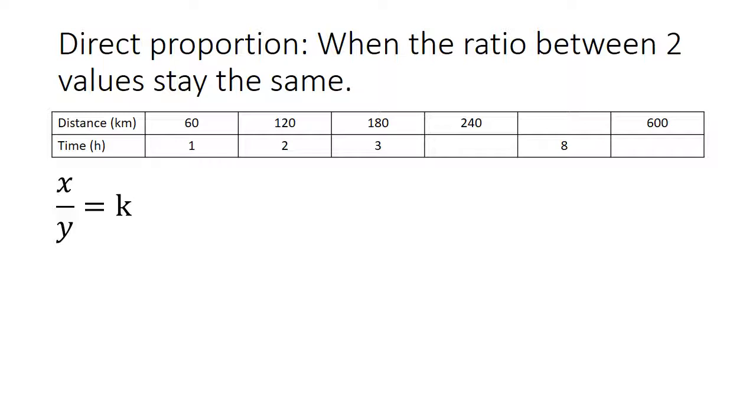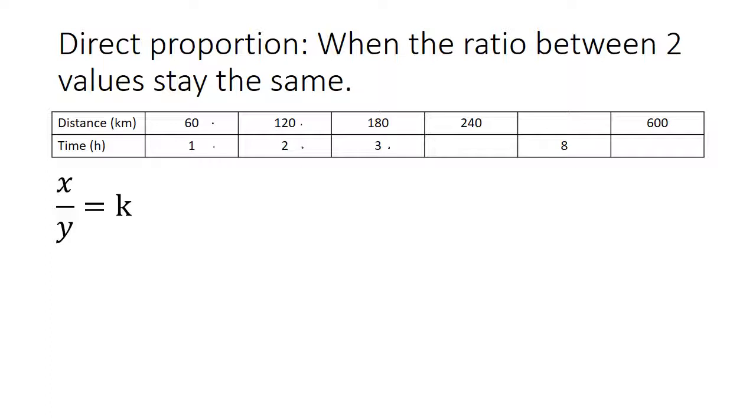Okay, when something is in direct proportion, it means that the ratio between the two values stays the same. So when one value increases, the other one increases also. Let's have a look at our values that we've got here. We've got 60 kilometers in 1 hour. If we increase the hours by 1, then our distance will increase by 60. Can you see that there's a direct proportion, where these two values increase? The one increases, the other one increases.